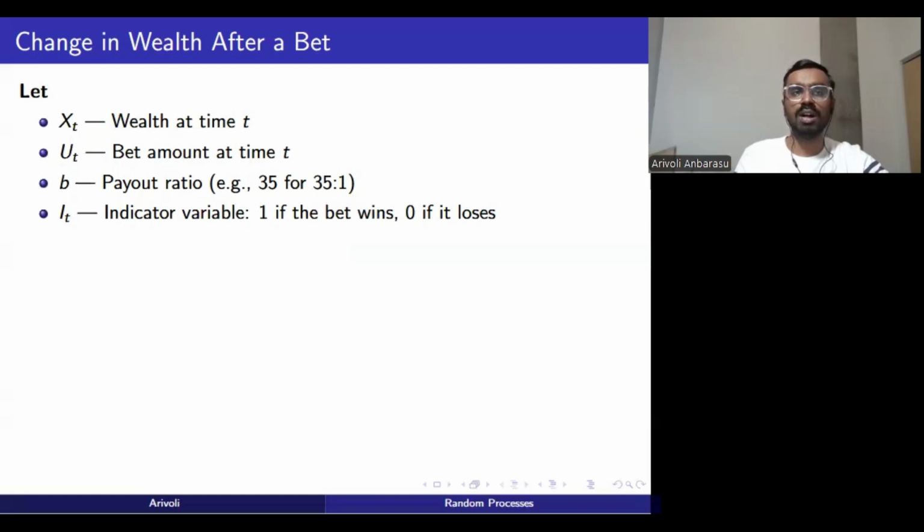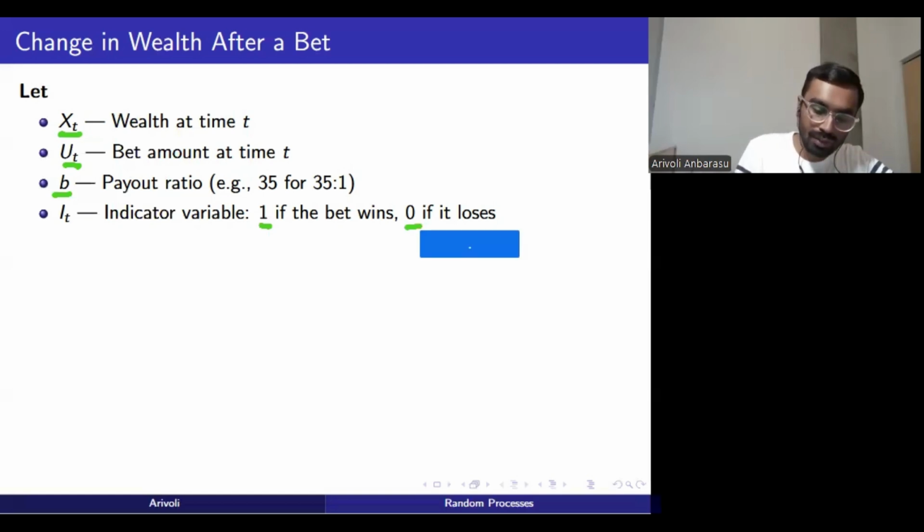Let's take a look at how wealth changes after placing a bet. Suppose the wealth at time t is denoted by xt and you place a bet ut at time t having a payout ratio of p. It is the indicator variable which denotes the outcome of the event. If we win, it's 1 and if we lose, it's 0.